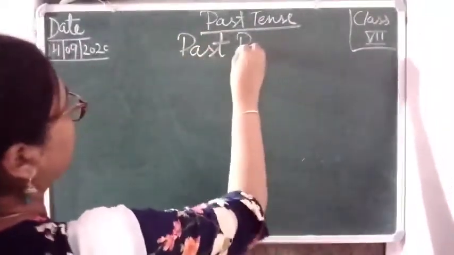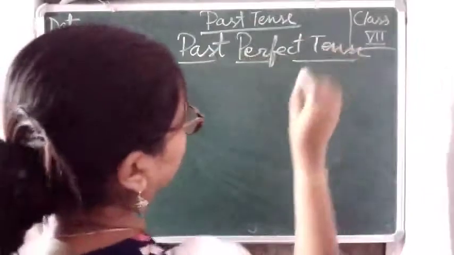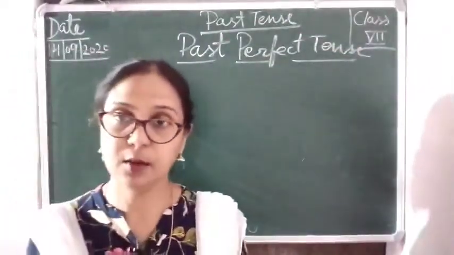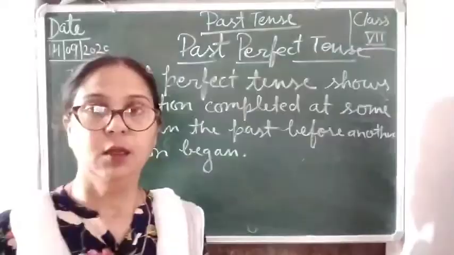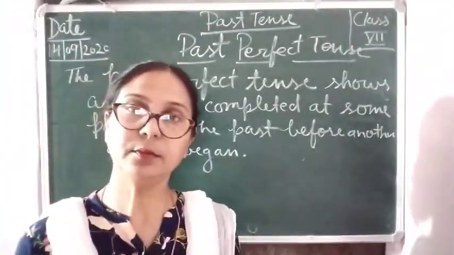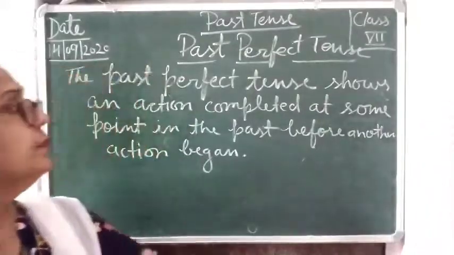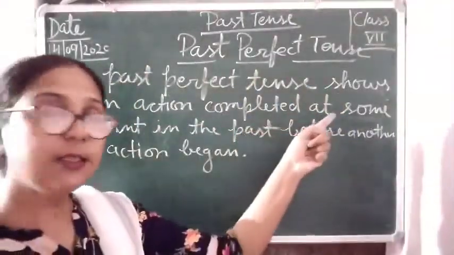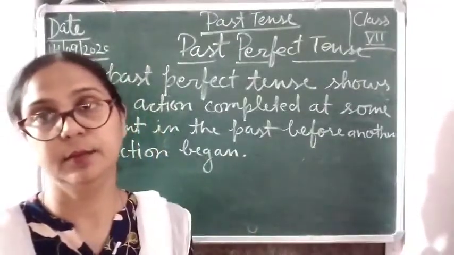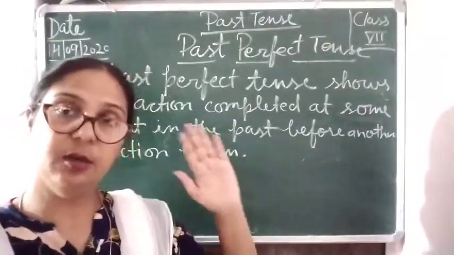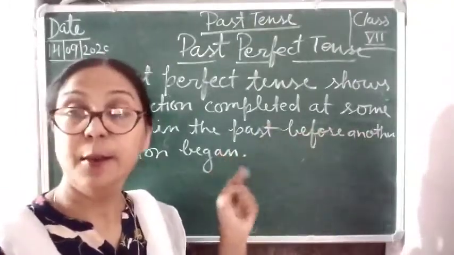Now our topic is past perfect tense. It means the work or an action was completed in the past. Now we are moving to our next topic. This is past perfect tense. Past perfect tense shows an action completed at some point in the past before another action began. It means the action was completed in the past before another action began.